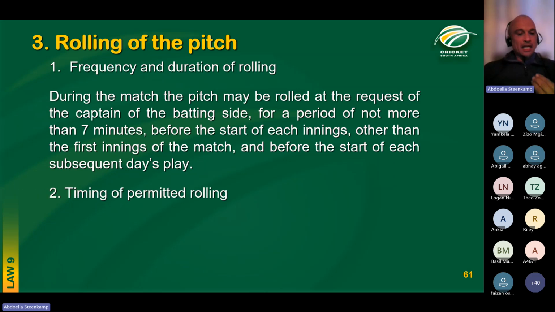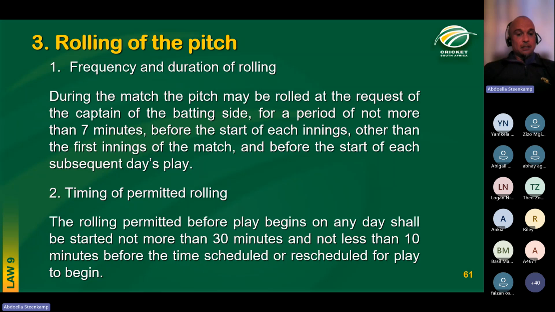So that is the timing permitted for rolling. So now we know when and we know how long. Not more than 7 minutes. It needs to happen before the start of each innings, and it needs to happen before the start of each subsequent day's play, i.e. before the start of day 2, 3, 4, and 5 of our test match. So now there's a window period for rolling to take place before the start of each subsequent day's play. And you have a 20-minute window period.